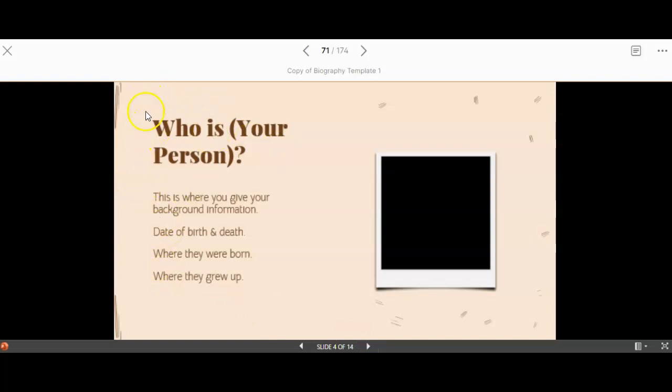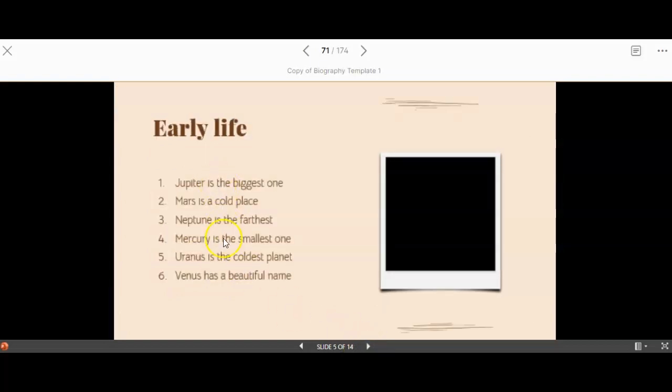So who is your person? You're going to type over this. You're going to put George Washington, if that's who you're doing. But our research is from 1800 on, so make sure you pick someone that's within that time range, okay? This is where you're going to get rid of all of this right here. This is just telling you what you need. So you would put when he was born, when he died, where they were born, where they grew up, and so forth. So you're just going to type over top of these.